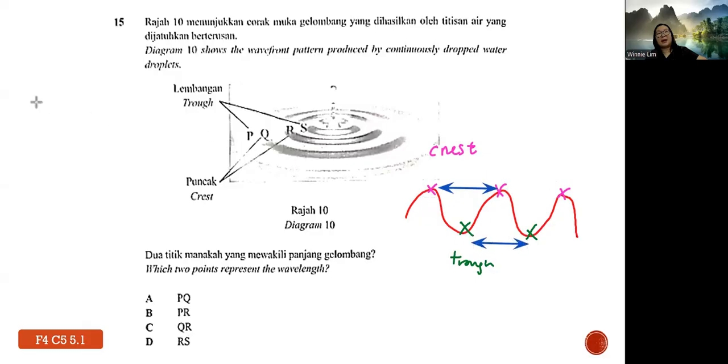So based on this diagram, which one is side by side, one after another? P to S is a bit far already. RS is a bit too short, which means half of them. So it's from one crest to the next crest. So that's why the answer is C.